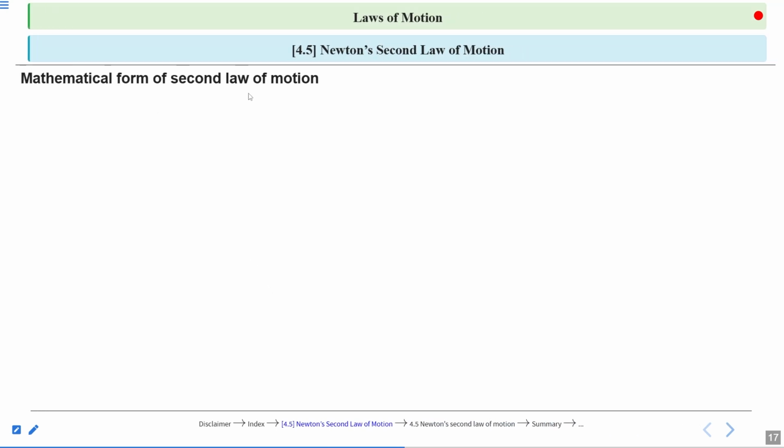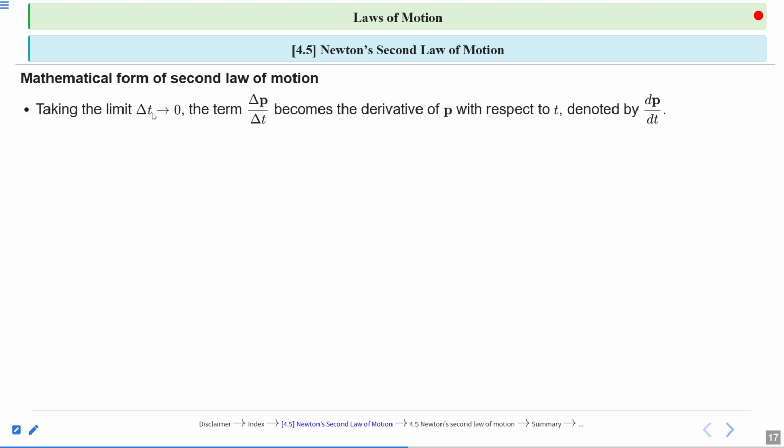Mathematical form of second law of motion. Taking the limit delta t approaches 0, the term delta p upon delta t becomes the derivative of p with respect to t, and that is denoted by dp upon dt. This is the differentiation of p with respect to t. Thus, F is equal to k dp upon dt. This is an important equation.